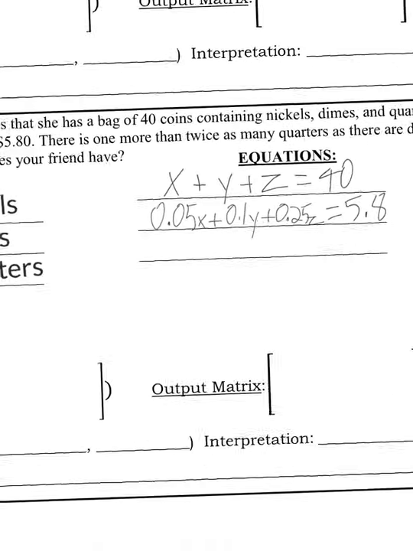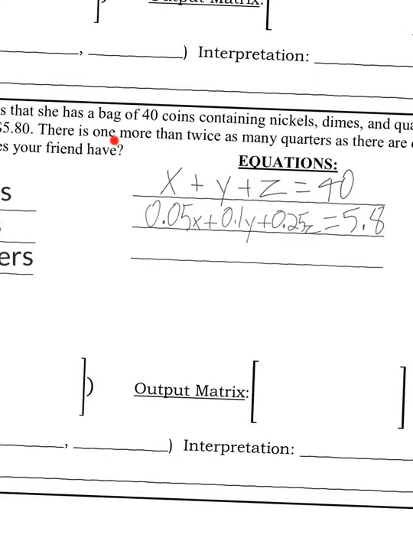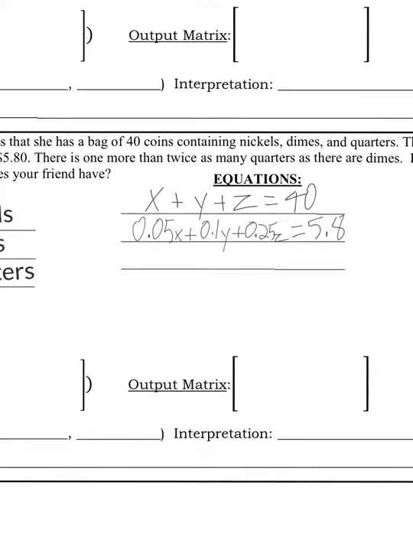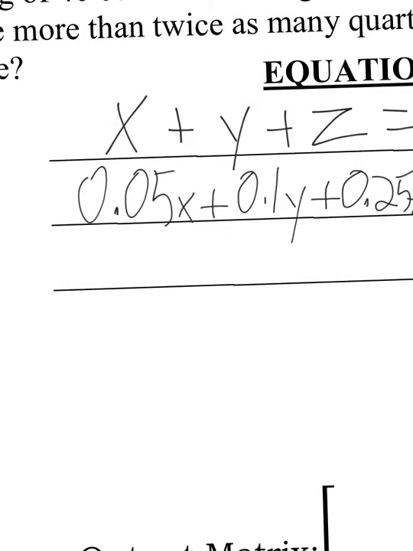And then this sentence is kind of confusing, but there is one more than twice as many quarters as there are nickels. So you have more quarters than you have nickels, okay? I mean dimes. I'm saying nickels. It says dimes clearly right there. Twice as many quarters as there are dimes, and one more than that. So if I have more quarters than I have dimes, I need to multiply my dimes by 2, because twice as many. And then it says I have one more than that, so I need to add one more to it. So what's that going to equal? That's going to equal the number of quarters I have, which is z.